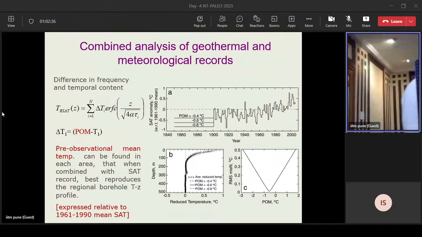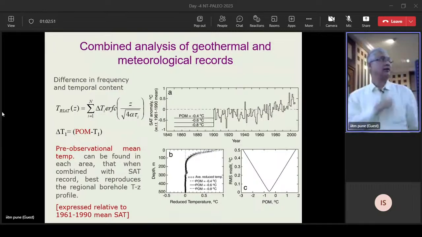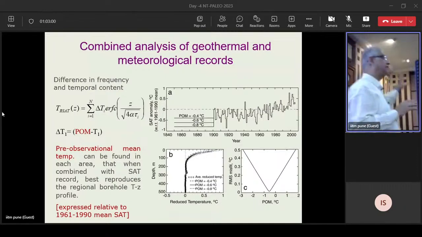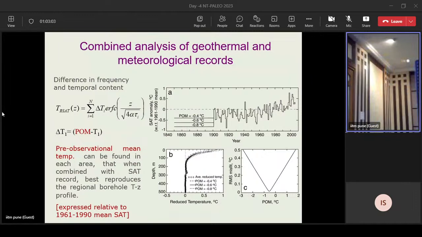One is you can take the surface air temperature plot, pass it through the Earth's filter, drive it inside the ground, using the properties of the Earth, and convert it into a synthetic borehole temperature, temperature-depth profile. Now you are converting the surface air temperature versus time plot into a temperature versus depth plot, right? And then you can combine the information.